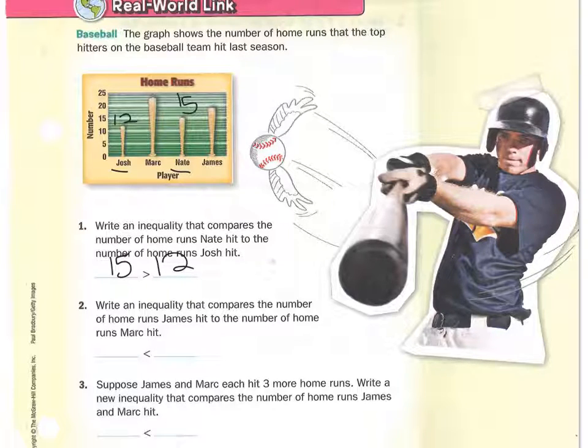Write an inequality that compares the number of home runs James hit to the number of home runs that Mark hit. James looks like he hit 19, and Mark hit 23, it looks like. So 19 is less than 23.